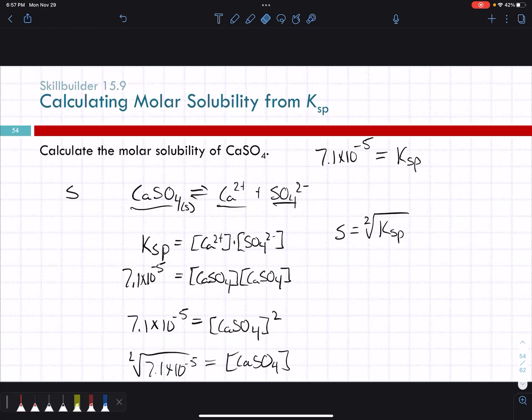7.1 e to the negative 5. Oh wait, I squared that. I think that's what I did on the other one too. So this equals, let's call it 8.43 times 10 to the negative 3, which is S.